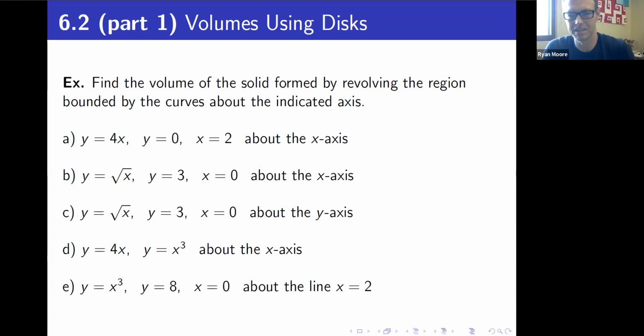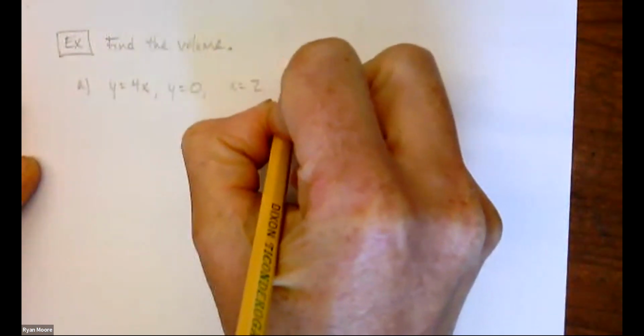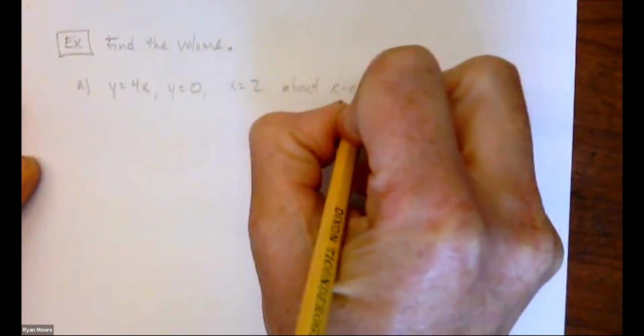Find the volume of the solid formed by revolving the region bounded by the curves about the indicated axis. Let's do the first few of these. Here we go. I'm just going to say find the volume. And part A, we're looking at y equals 4x, y equals 0, x equals 2, revolved about the x-axis.